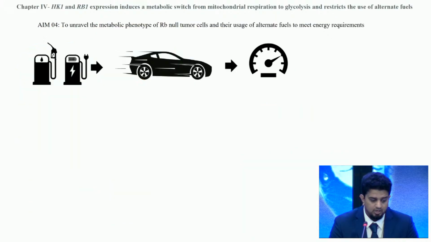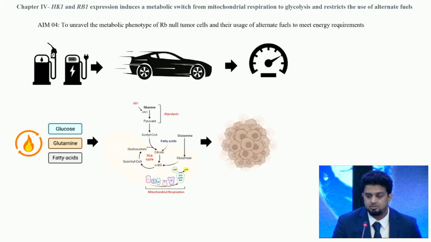To further look into how these cells program the RB and HK1 in retinoblastoma cells to meet their energy requirements, how these retinoblastoma cells use alternative fuels. So like the figure here shows, alternative fuels are required to meet the increasing energy demands for a long run in an automobile, as we see in our daily lifetime. Similarly, cancer cells use metabolic fuels like glucose, glutamine, or fatty acids, and then reprogram their metabolism for their survival and growth.